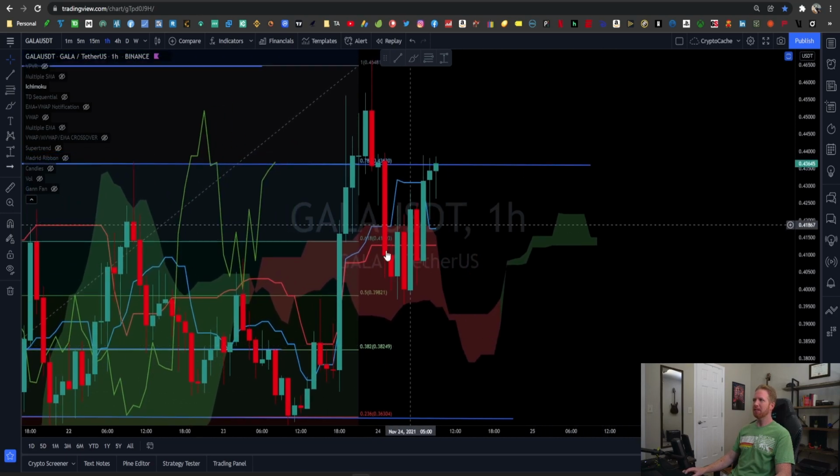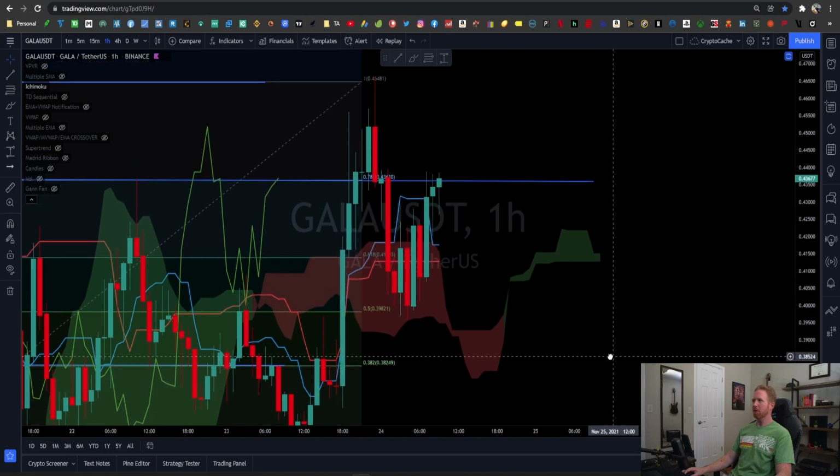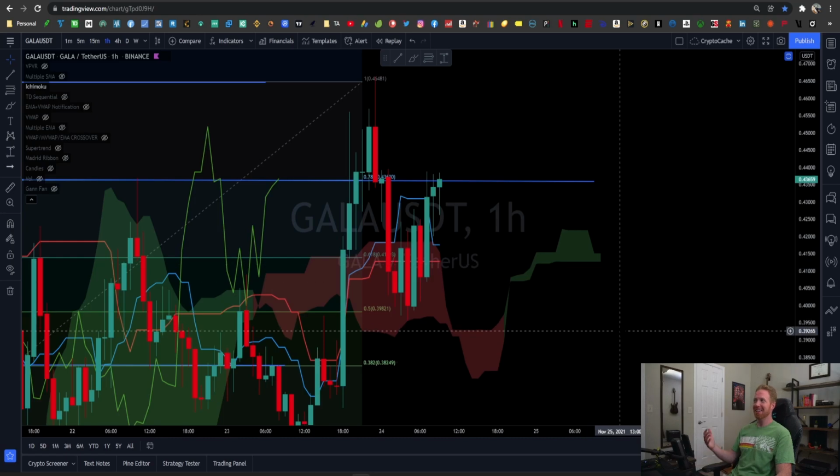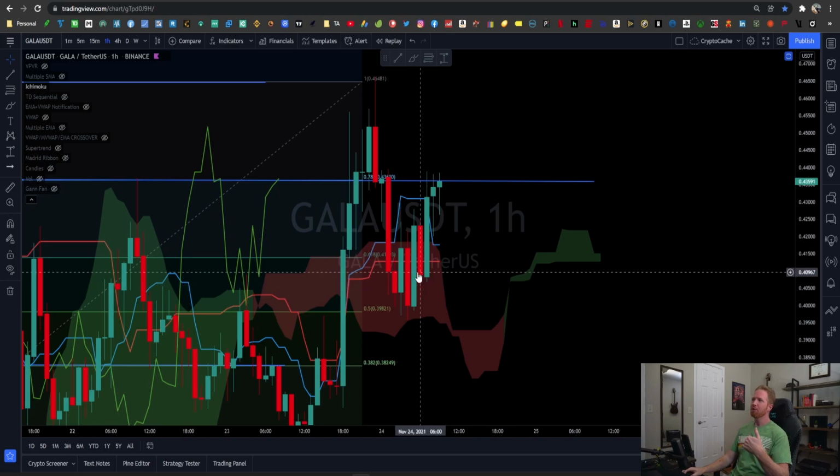It's not a perfect buy signal because the perfect buy signal would have been right here had we caught that, but I believe I was probably sleeping at that time. And I didn't have my indicators or my alerts set up for the cloud at that specific time. So generally speaking, we came down, we got a bounce off the cloud and it's moving back up.